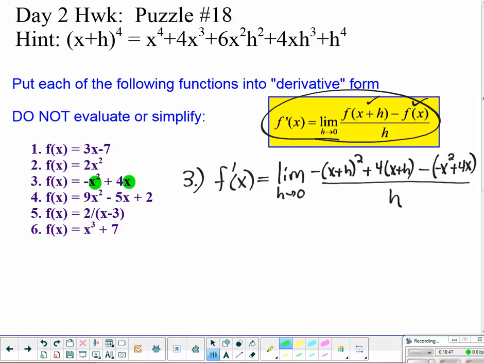That's all I'm asking you to do. You do not have to expand it, simplify it, or anything. You're ready to go on and do problems 1, 2, 4, 5, and 6. All right, I will post those as well to the Schoology page so you can print this homework.